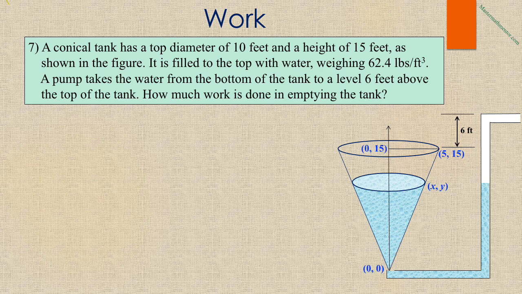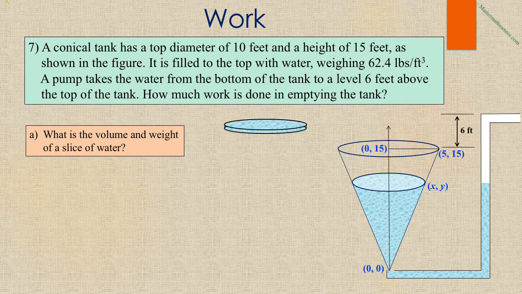We start, as we did before, by labeling points. It is convenient to make the bottom of the tank the origin 0, 0. That makes the top of the tank the point 0, 15. And therefore, the top right of the tank would be the point 5, 15, because the radius is 5. And at any particular point where the water level reaches, we will label that point on the side of the tank as the point x, y.